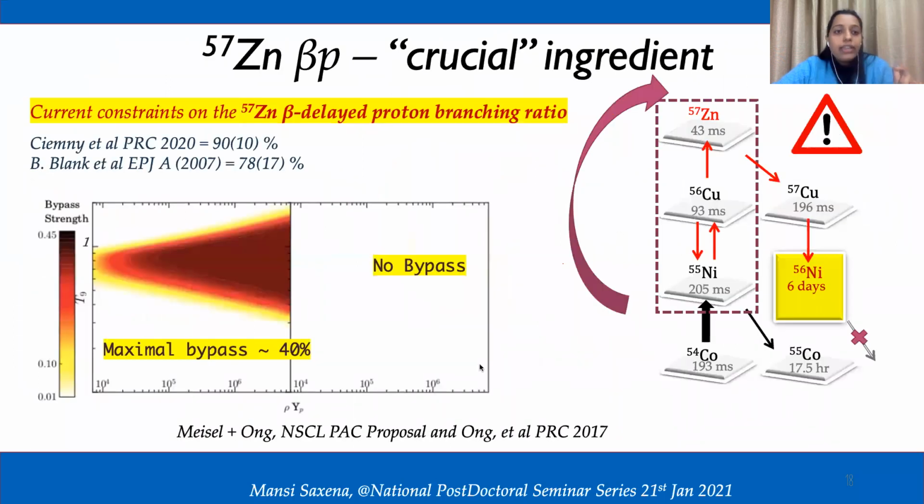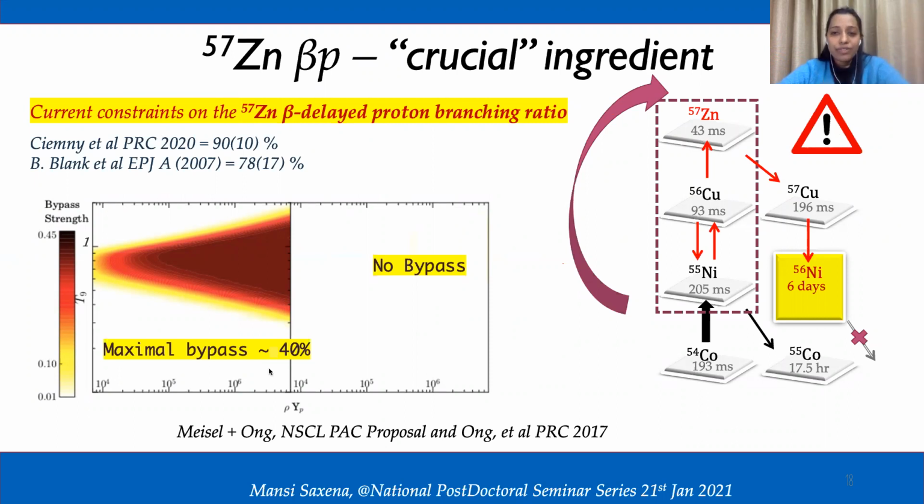So that is why the 57Zn beta-delayed proton branching ratio is one of the crucial ingredients to map this bypass. Now, to date, there are two measurements for the beta-delayed proton branching ratio of 57Zn. This recent one was actually published just during our experiment.